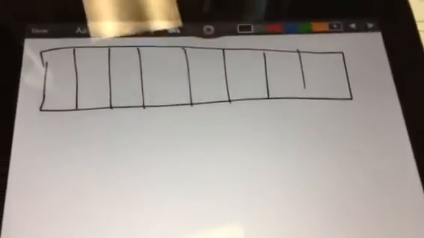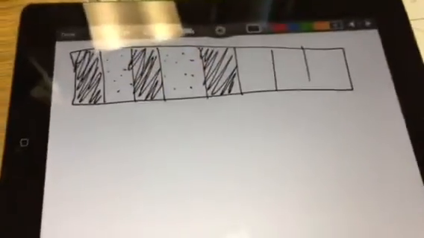And the last type of question would be a percentage question. Let's say I give you a rectangle. 1, 2, 3, 4, 5, 6, 7, 8. There are 8 sections there. Let's say some of them are colored in black, and some of them are dotted, and some of them are left white. I could ask you, what percentage are shaded?